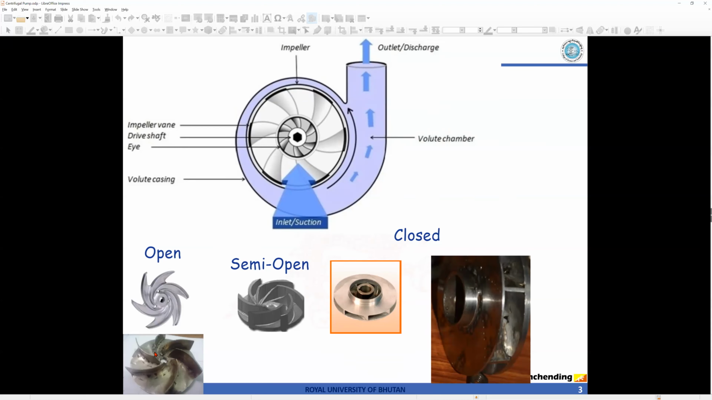And this is the impeller, an image of an impeller. Impellers can be of different types. There's an open type, a semi-open type, and a closed type, where the upper plate and lower plate are both closed, meaning the vanes are bounded by two plates. This is the closed type, the semi-closed, and the open type. So there are three types of impellers.